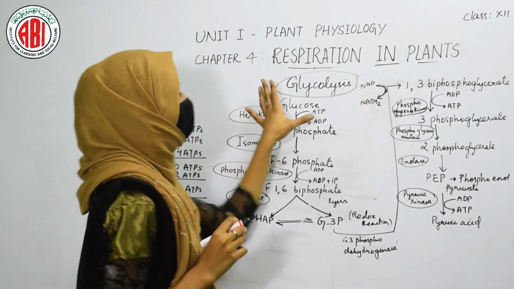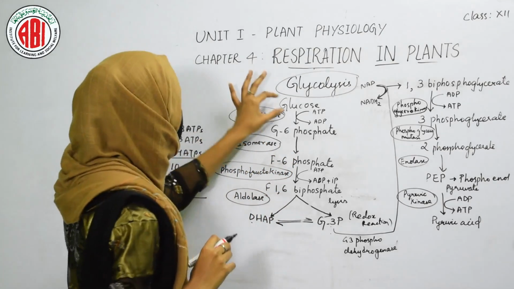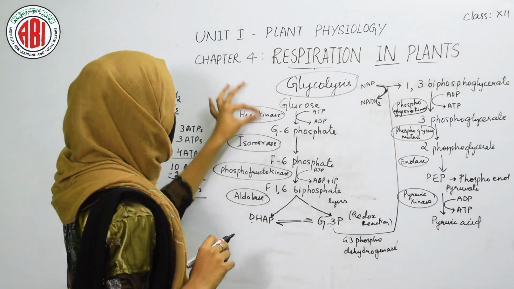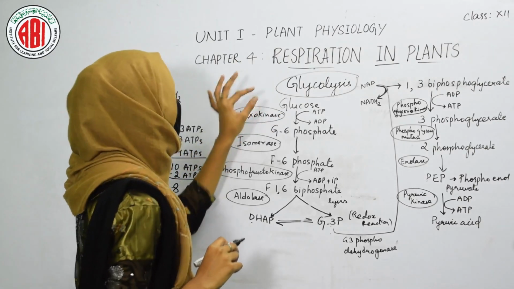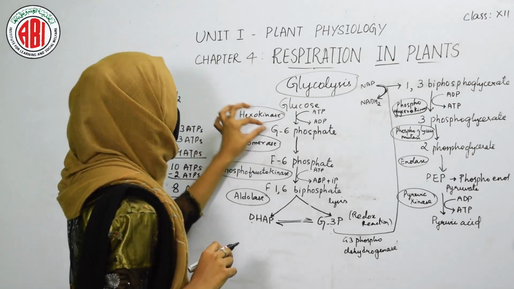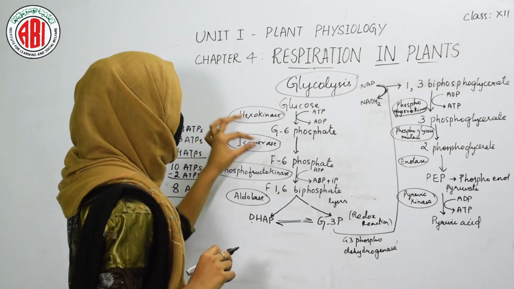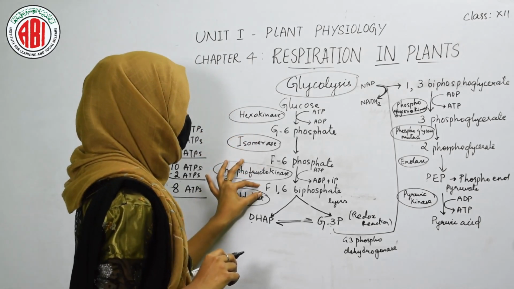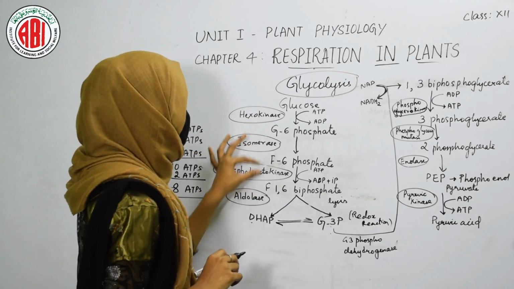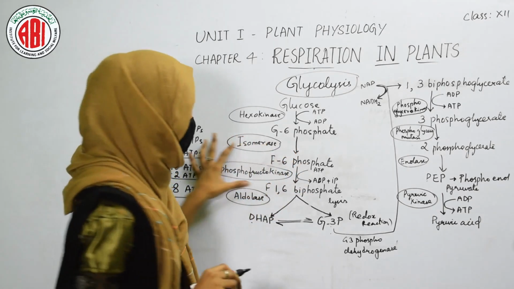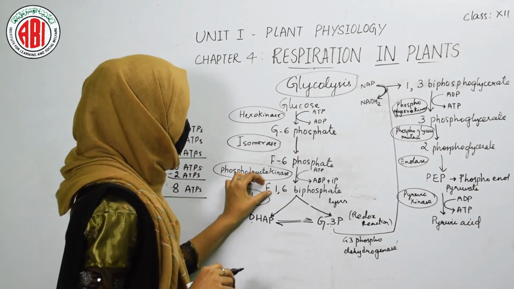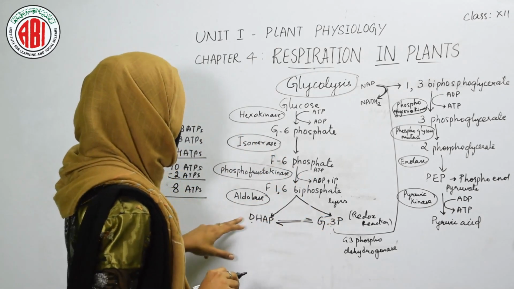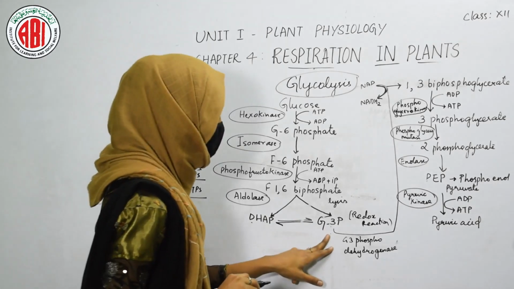So glycolysis is a pathway in which glucose gets converted into pyruvic acid. Glucose is first converted into glucose 6-phosphate. Here the energy is required, and then glucose 6-phosphate changes into fructose 6-phosphate. Fructose 6-phosphate gets converted into fructose 1,6-biphosphate. Here in this step also the energy ATP is required. Now this fructose 1,6-biphosphate undergoes lysis and it breaks down into two compounds that are dihydroxyacetone phosphate and glyceraldehyde 3-phosphate.